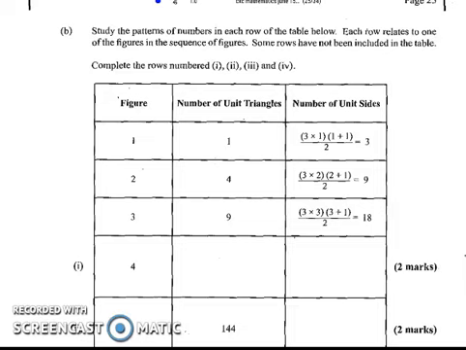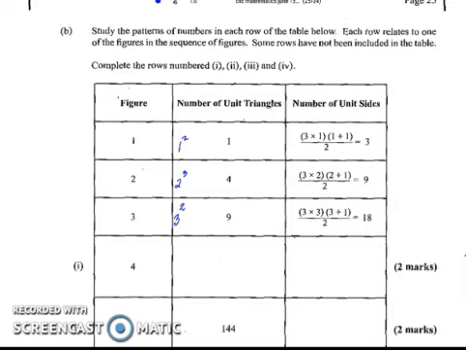This is what I'm seeing. You have the figure numbers to the left, and then in the middle you have the number of unit triangles. This looks to me like the square numbers. So this is 1 squared, 4 is 2 squared, and 9 is 3 squared. So the number of unit triangles are square numbers. And then now we have some pattern in terms of calculating the number of sides.